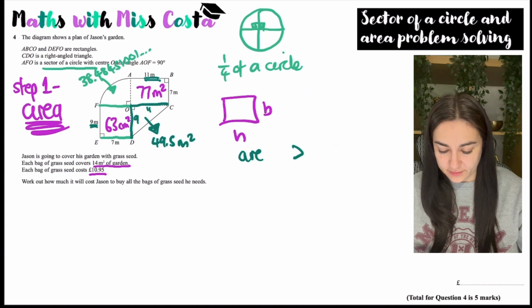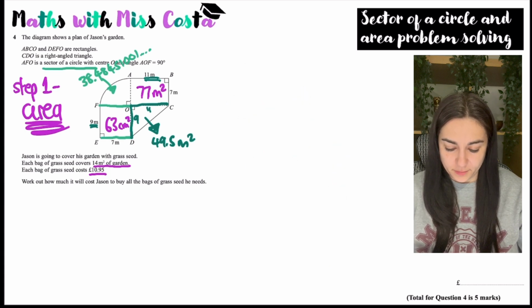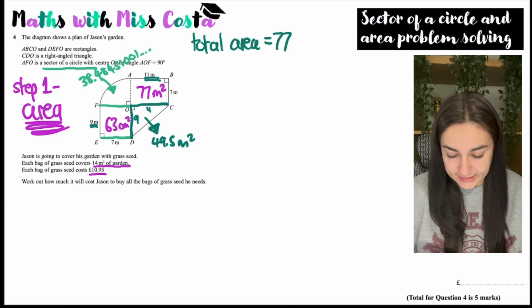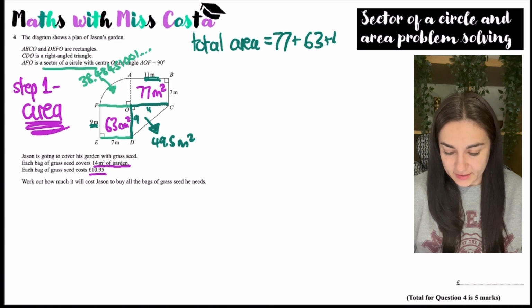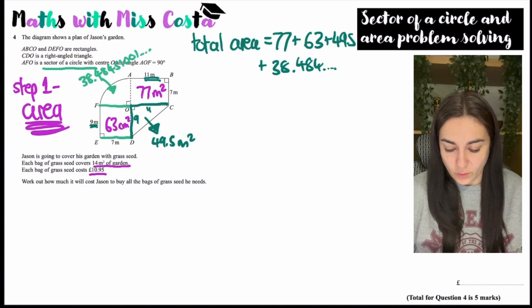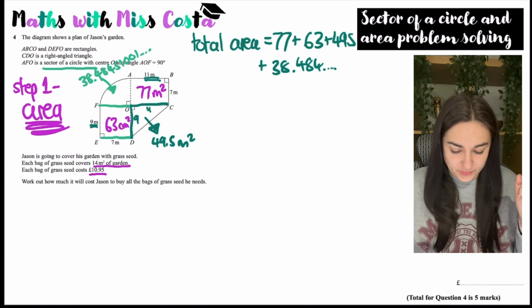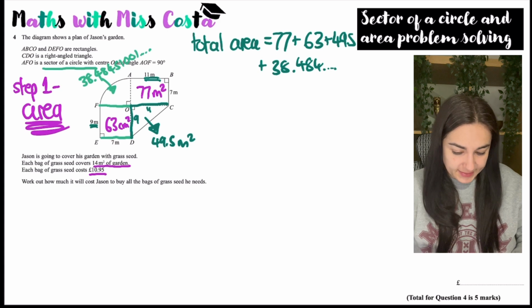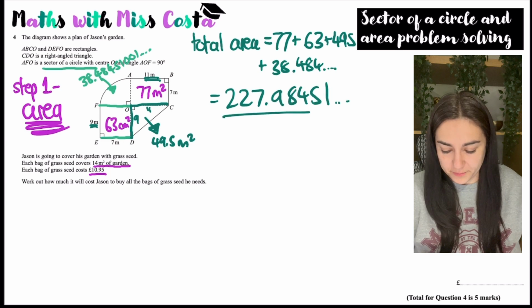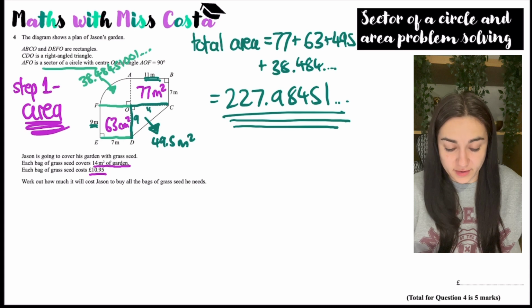So what I want to do is work out the total area of the garden. I'm going to add all my individual areas up. So total area is 77 plus 63 plus 49.5 plus 38.484. Or I could have just left that as 49 pi over 4. So let's add all that together. 63 plus 77 plus 38.48451001. And that gives me 227.98451. So that is the total area of the garden.